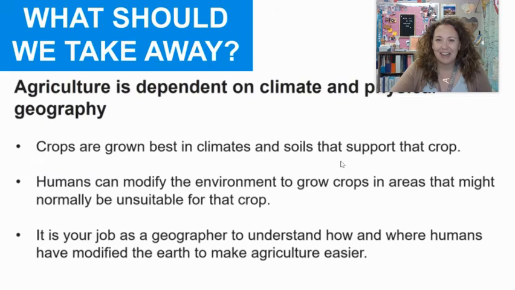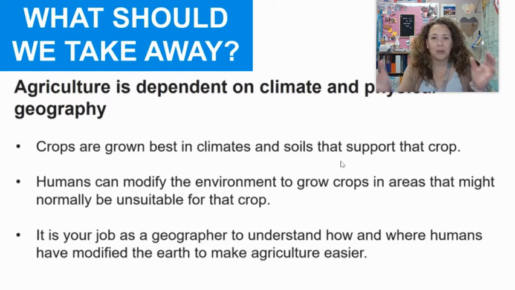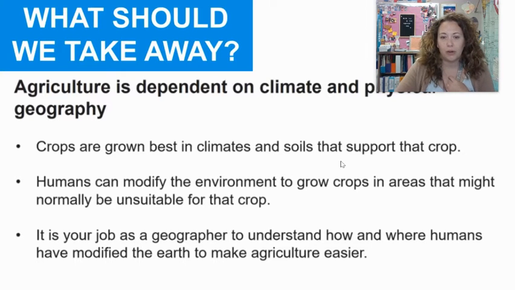Takeaway: agriculture is dependent on the climate and physical geography. Crops are grown best in the climate and soil that supports their native area, but humans have the ability to modify that. Again, it is your job as a geographer to understand how and where humans have modified the earth to make agriculture easier.